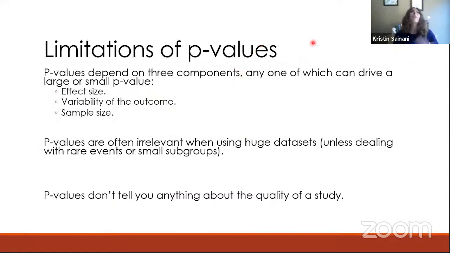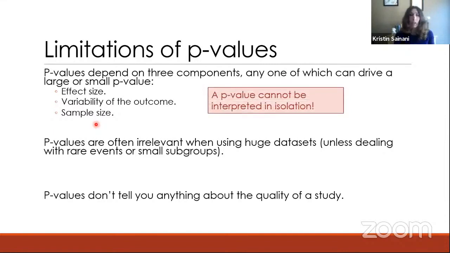Of course, p-values have tons of limitations. I'm not going to go over them all today, but I'll just point out a few. So a p-value depends on 3 different things. It depends on effect size and standard error. And as I've told you, standard error depends on the variability of the outcome and of the sample size. Any one of these can drive a highly significant p-value or even a large p-value.